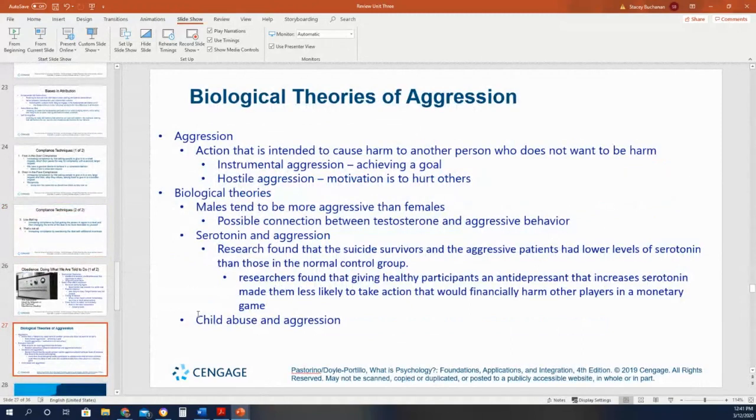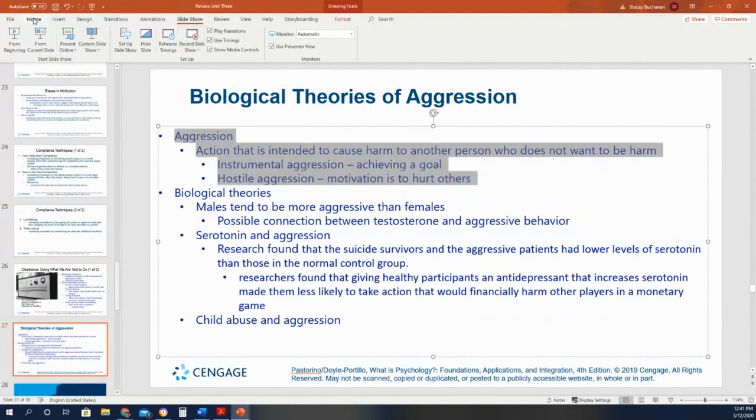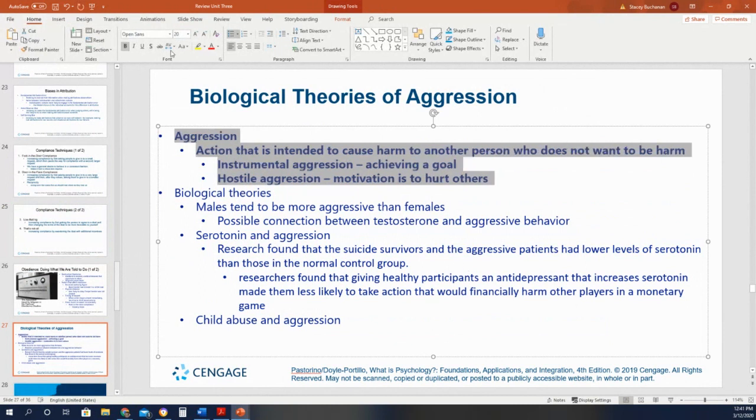Oh, yes. Let me go over aggression. I know I didn't go over it as well as I wanted to. So I'm actually just going to focus on this because this is the key part that I want you to know. So I'm going to put that in bold and underline it. So aggression is just when you intentionally choose to harm another person that does not want to be harmed. That's pretty straightforward. So aggression can be physical, it can be verbal, it can be emotional, many ways.